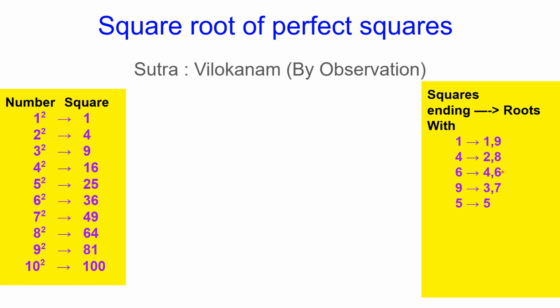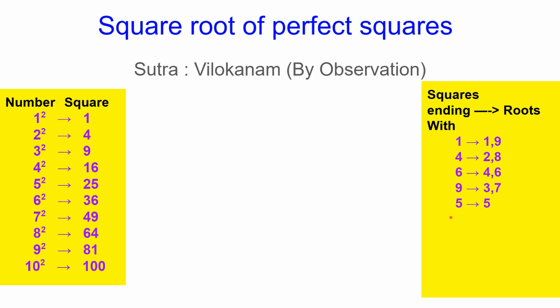So now, one more pattern you can observe between the roots. For the squares ending with 1, the roots are 1 and 9, and 1 and 9 are complement numbers to each other. If you add 1 and 9, you will get 10. For the squares ending with 4, we have the roots 2 and 8. These are complement numbers. 4 and 6 are again complements. 3 and 7 are complements to each other.